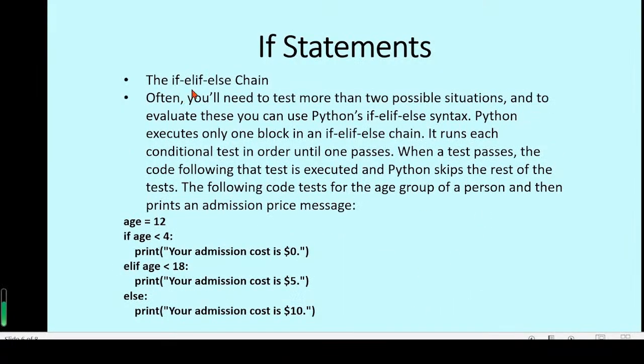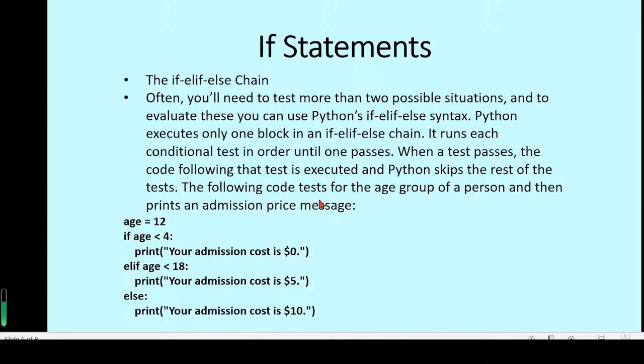In an if-elif-else chain, often you will need to test more than two possible situations. To evaluate this, you can use Python's if-elif-else syntax. Python executes only one block in an if-elif-else chain. It runs each conditional test in order until one passes. When a test passes, the code following that test is executed and Python skips the rest of the tests.